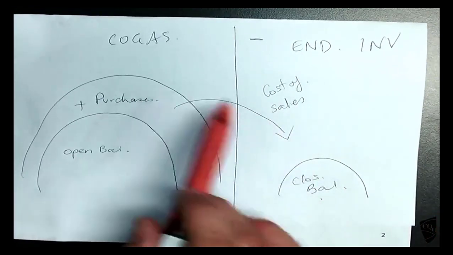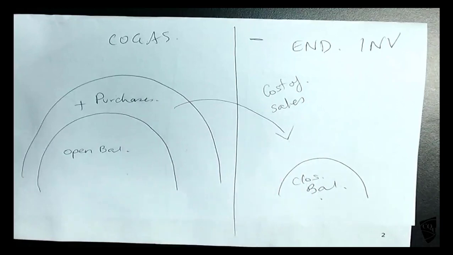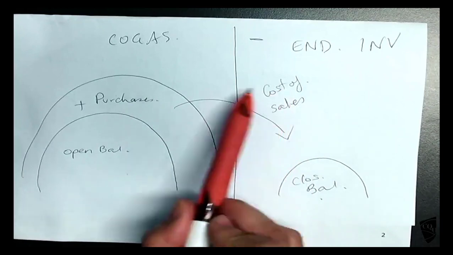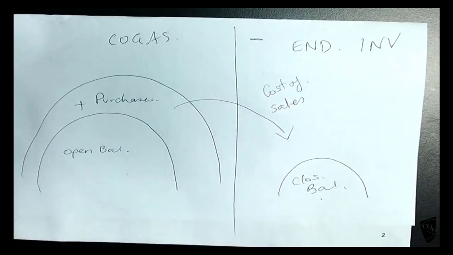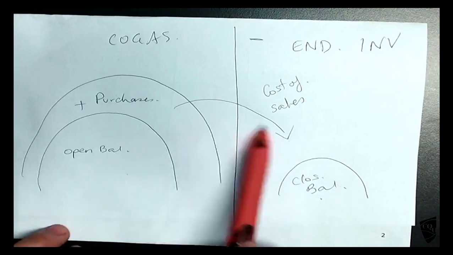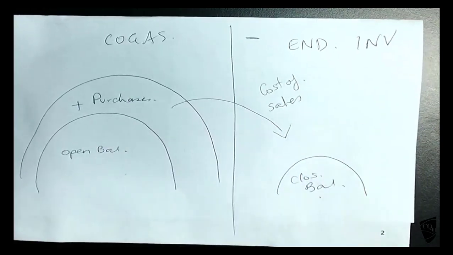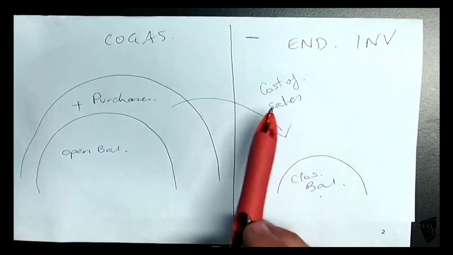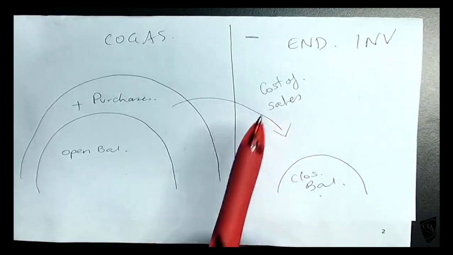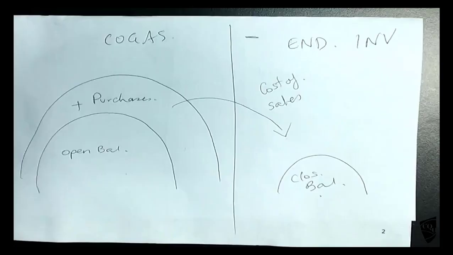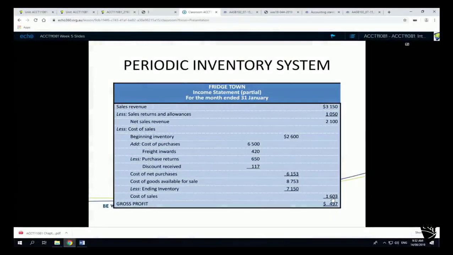Now that's a very simplistic version, and as I've already alluded to, in here, in the cost of sales, can also be the cost of theft, the cost of wear and tear, the cost of obsolescence. We don't know because we've only calculated this at the end of the period. So we literally lump a whole heap of other costs into cost of sales as well. All right, so that's the periodic system.